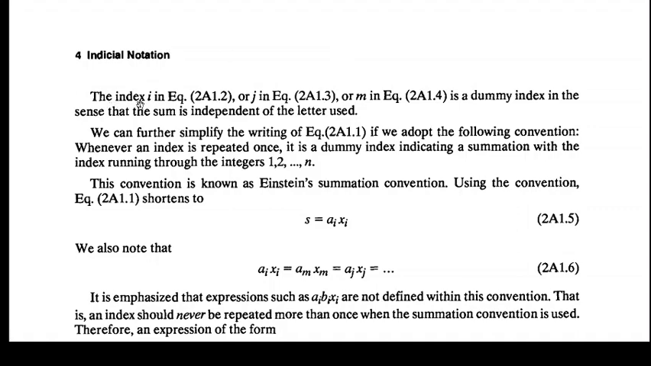It is written here: the index i in equation 2a.1 or j or m is a dummy index, in the sense that the sum is independent of the letter used. Whatever letter you use, the result will remain the same. There will be no effect on the result. The sum will not be changed. So this type of index is called a dummy index. You can use any letter to represent it: i, j, k, p, t, whatever you want. It is called a dummy index.